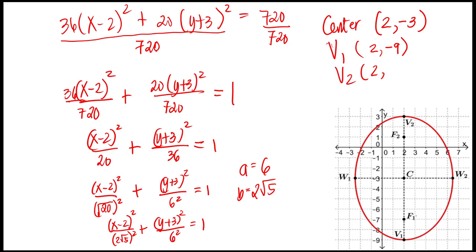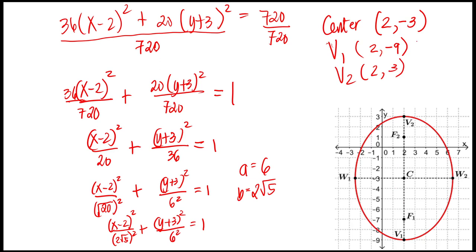Yung pangalawang vertex is nasa taas, of course, ng ating center. So, same distance pa rin, that is A. But A is 6. So, this time, dahil nasa taas siya, pataas tayo, mag-a-add tayo ng 6. So, negative 3 plus 6, that is positive 3. Ayan.